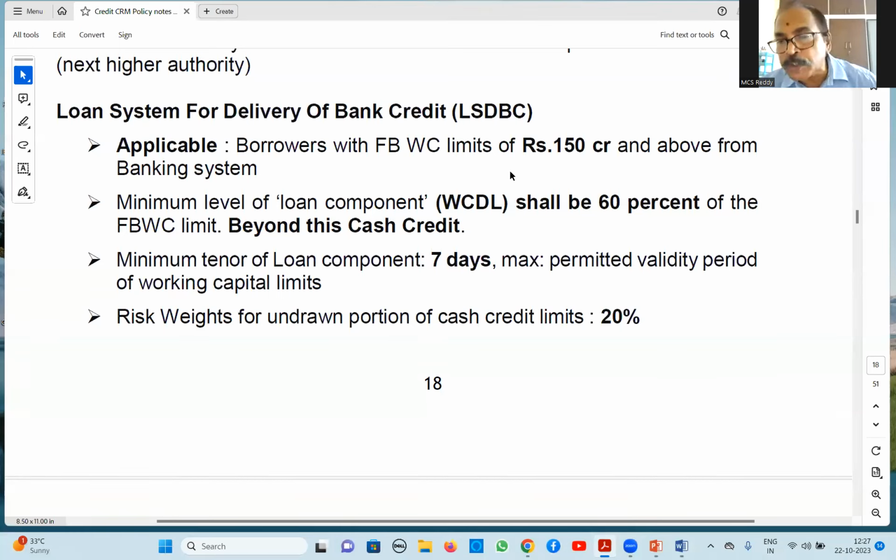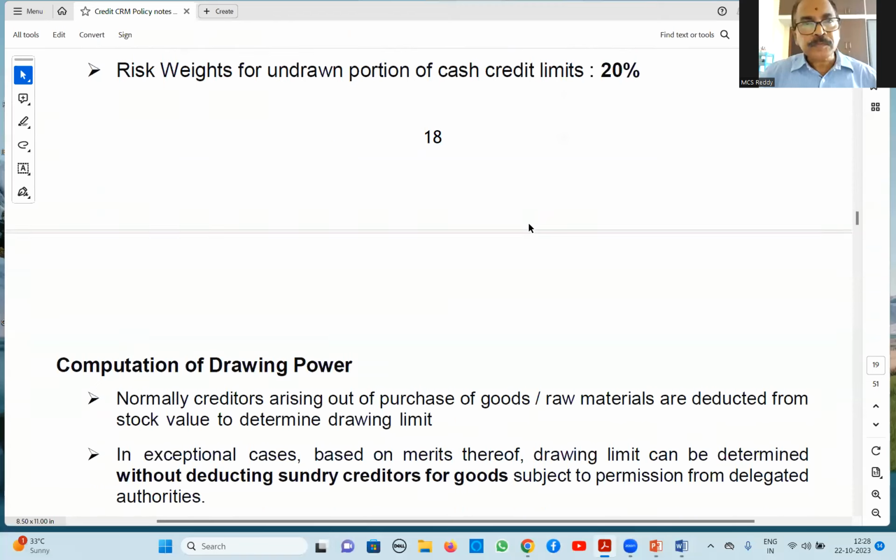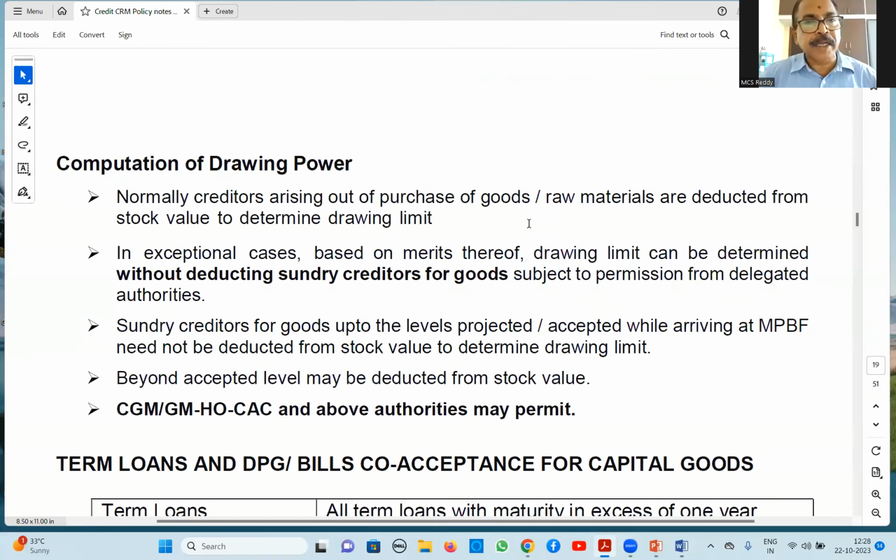So here the undrawn portion is 100 crores, with 20% conversion factor. So on 20 crores you maintain capital. This is what risk weight for undrawn portion at the rate of 20% is. This is briefly LSDBC, because it is a several times repeated question. Loan System for Delivery of Bank Credit.